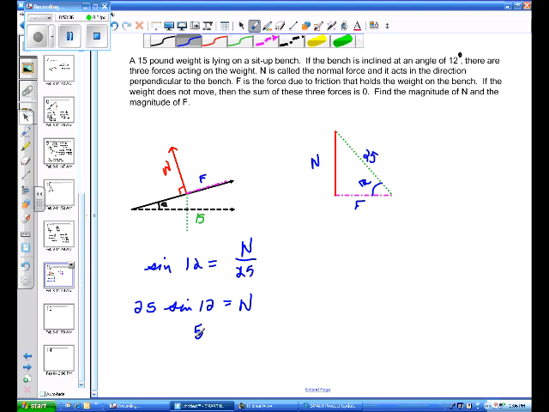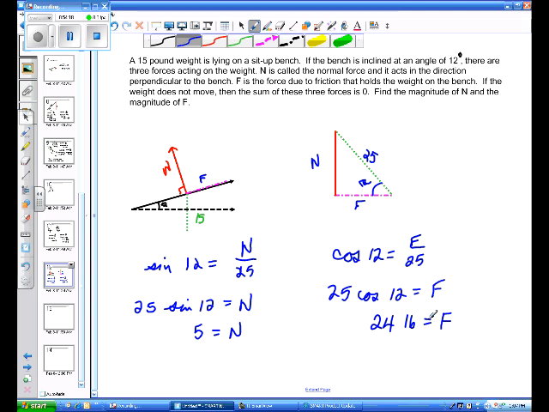So that would be 5 pounds. And then our friction, that's going to be the adjacent over the hypotenuse, so that would be the cosine of 12, which is 24. So that would be 24 pounds of force. Dealing with the friction is what we would have that holds the weight in place.